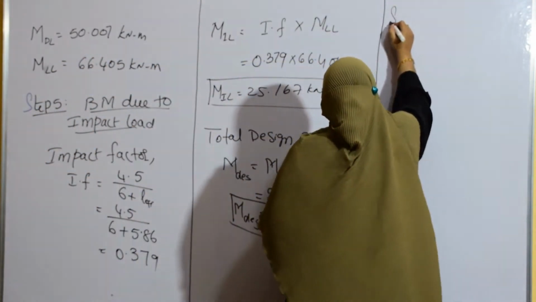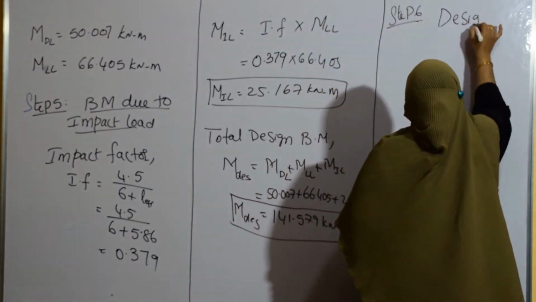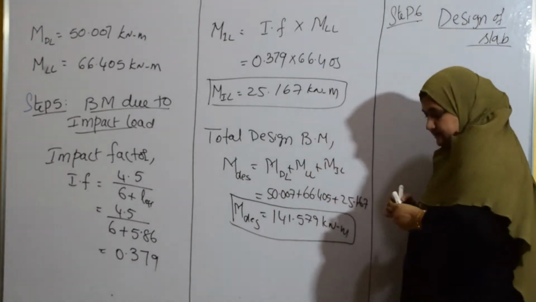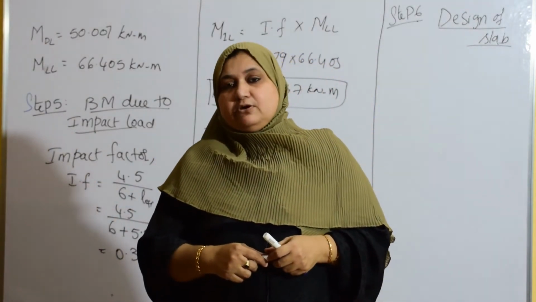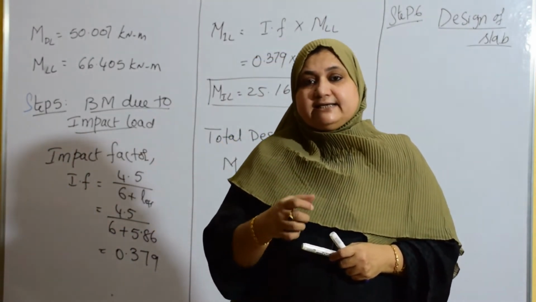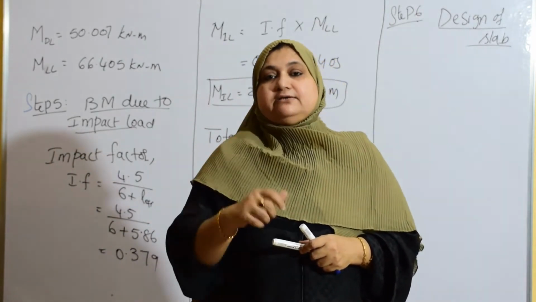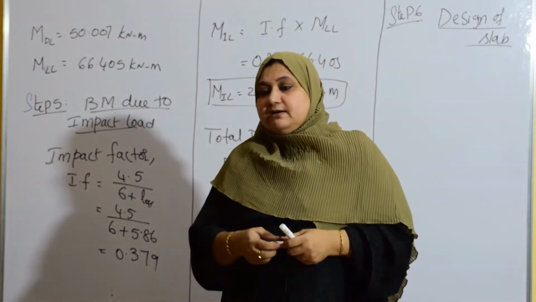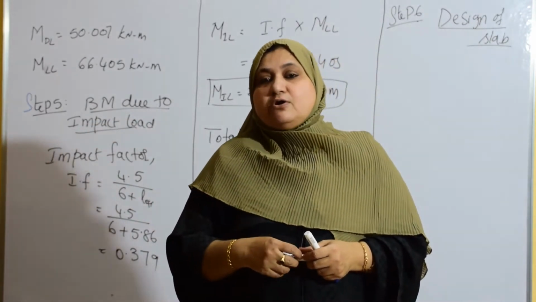Now coming to the next step, step 6. This is the design of slab. Design of any member, it may be a bridge slab, a beam, or a column, actually means determining the section size, that is, the concrete section thickness. If it is a flexural member like a slab, it is thickness. If it is a beam, then breadth and depth, that is the section design. Column also, the section size. If it's a slab, the thickness of the slab. This is called concrete section design.